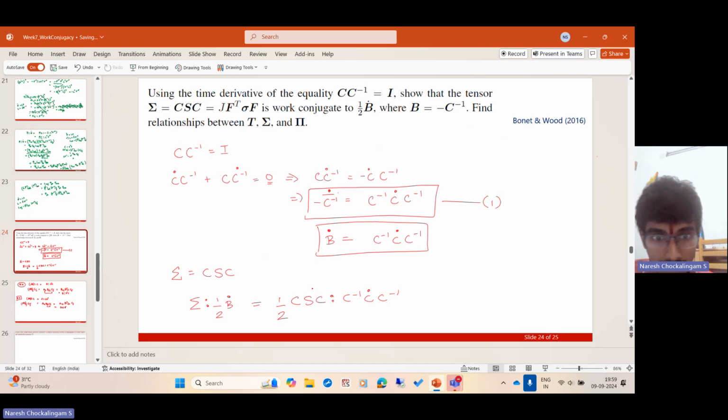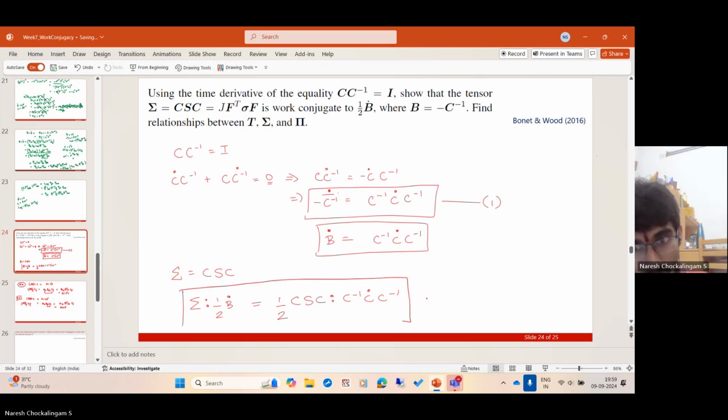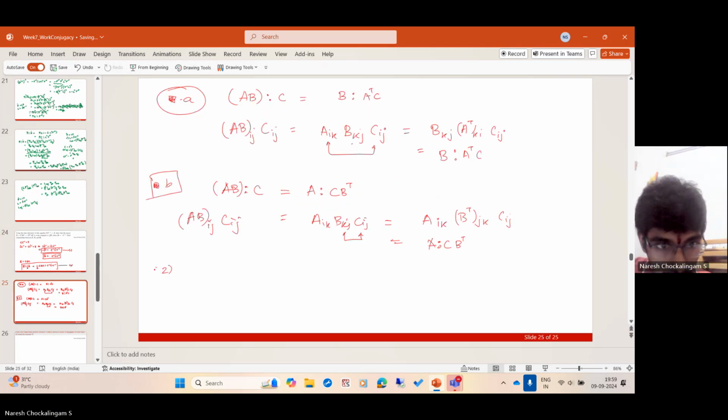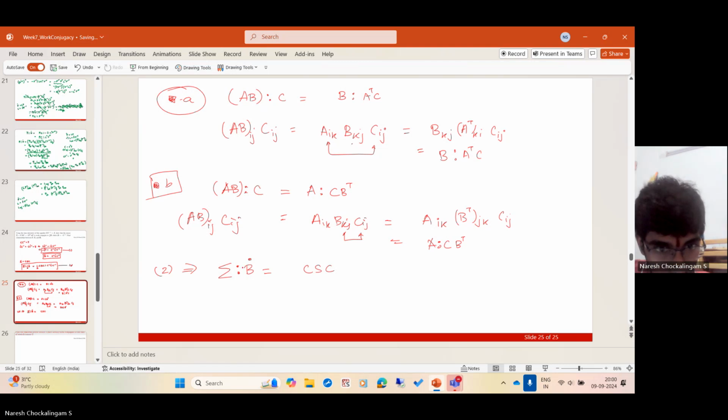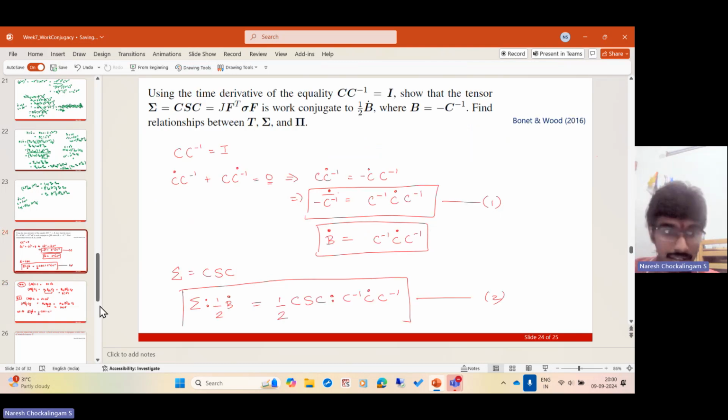Now look at this. Let us call this 2. So 2 says sigma contracted with half B dot is equal to CSC, sorry, sigma contracted with half B dot. So it is equal to half of CSC contracted with C inverse C dot C inverse.